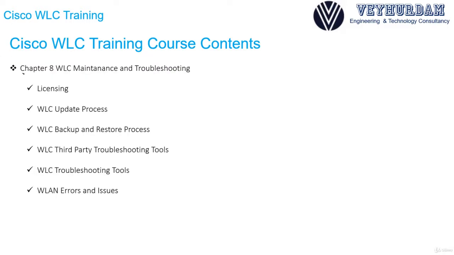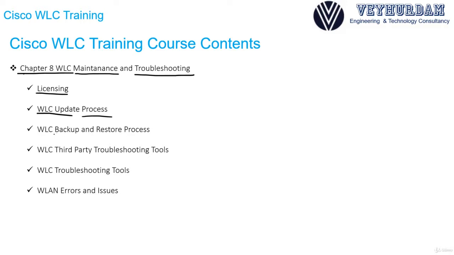In Chapter 8, we will deal with wireless LAN controller maintenance and troubleshooting. We will understand how wireless LAN controller licensing works, what the different licenses are, how we can transfer the license, and how we can load the license on your graphical user interface. We will learn the WLC update process and how we can upgrade images for access points, wireless LAN controllers, and even your FlexConnect APs. We will also discuss the FlexConnect AP smart upgrade process.